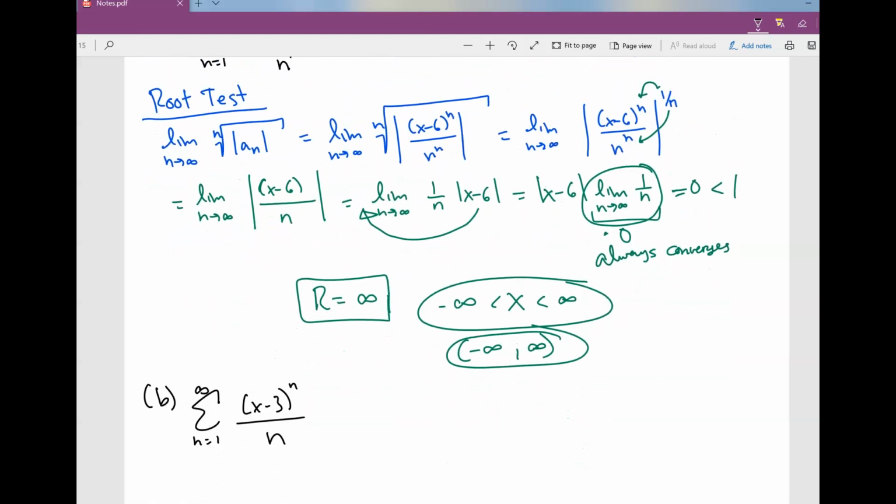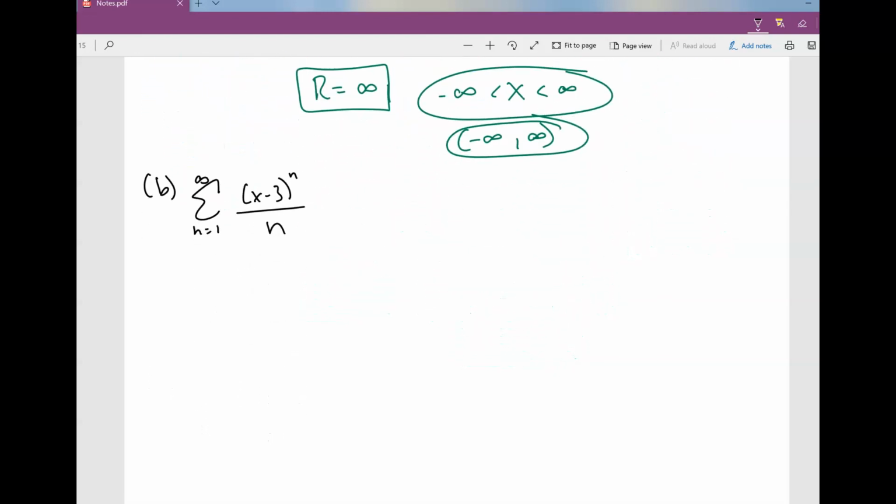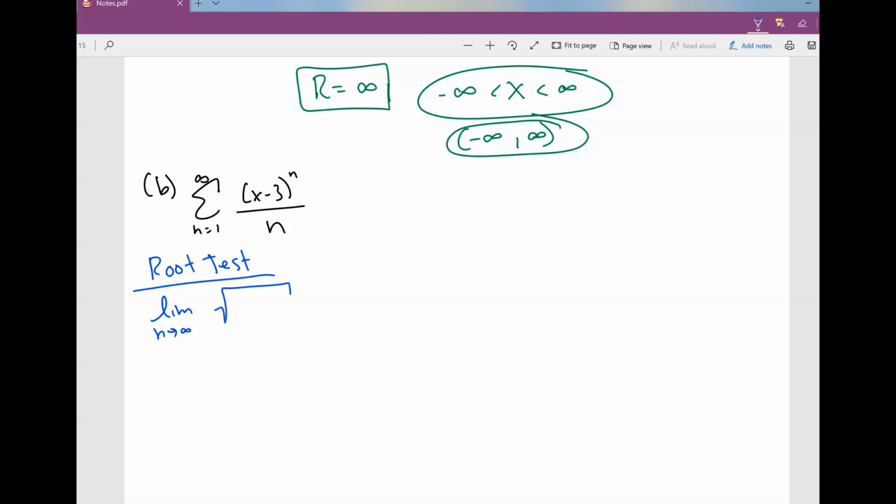We can definitely still use the root test if you want to. So let's use the root test again. You can also use the ratio test if you want to. For the root test, we take the limit as n goes to infinity of the nth root of the absolute value of a sub n.